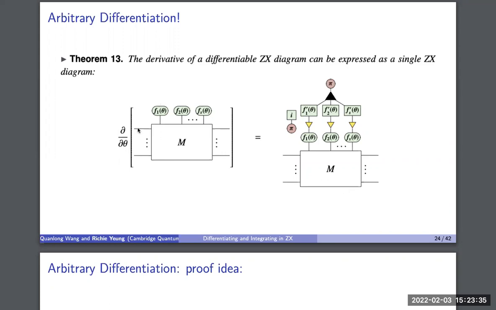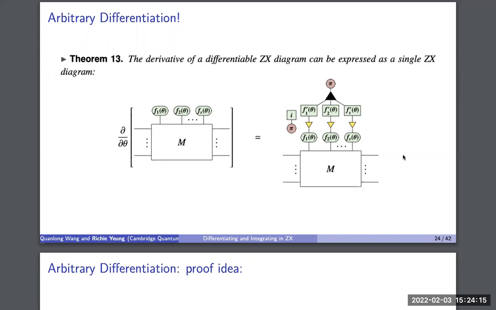In general, if you had a ZX diagram and you had multiple occurrences of theta, or multiple phases expressed as functions of theta, you can pull all the parameterized spiders out, and the rest of the diagram could be any diagram not parameterized by theta. It could be parameterized by other parameters, but we don't care about them because we're doing partial differentiation here. So this is the result. To differentiate this arbitrary diagram, you just need to attach this funny looking gadget that we'll talk more about later.